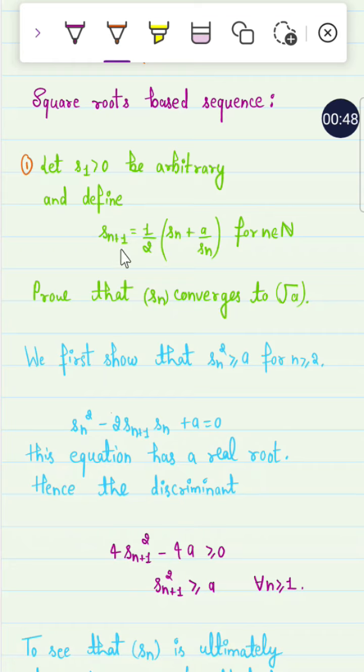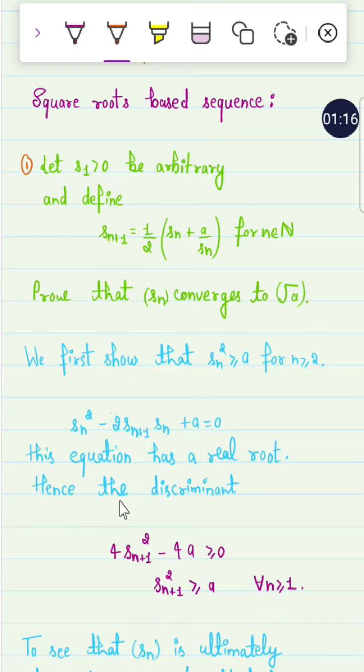Now, if you have this type of sequential relation, then we take it as sn square minus 2 sn plus 1 sn plus a, which is equal to 0. That is, sn square plus a minus 2 sn into s(n+1). So this is the quadratic equation. This means it has a real root.